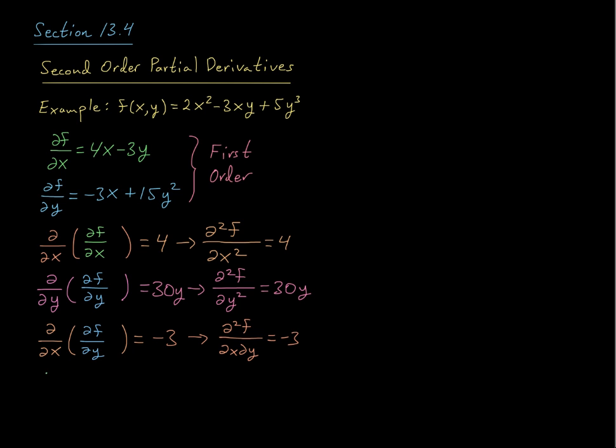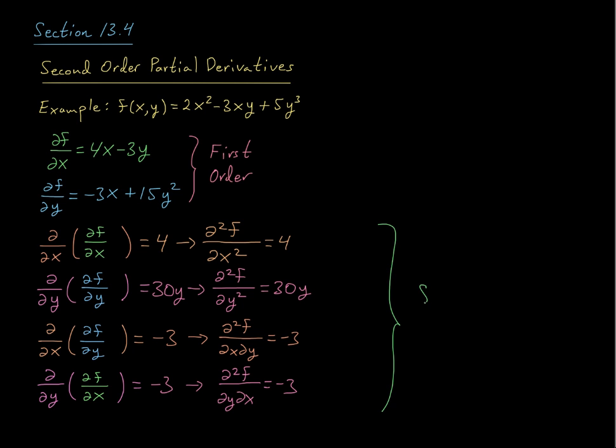Just as well, we can take the y derivative of the x derivative of f. What's this going to give us? If I take the y derivative of this function up here in green, I get negative 3. Notationally, this would be written as del squared f over del y del x, and this is negative 3. All four of these derivatives are what we call the second order derivatives. And you'll probably observe that these last two, where we have del x del y in the denominator and del y del x, are what we call the mixed partial derivatives.